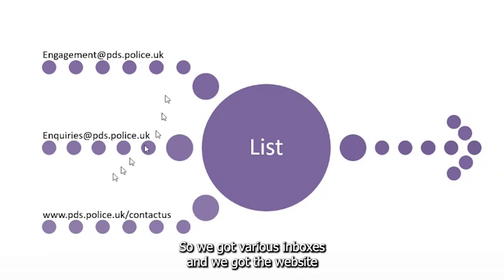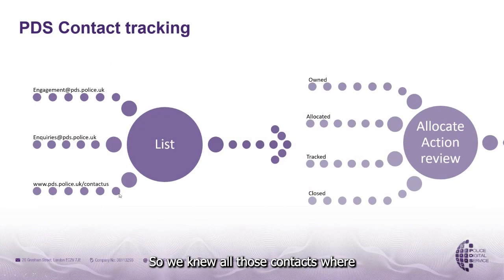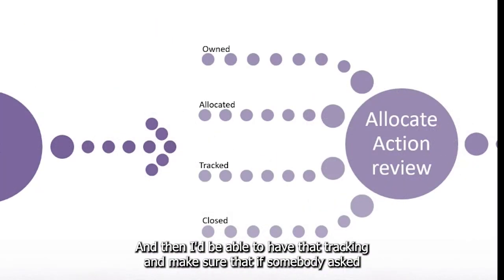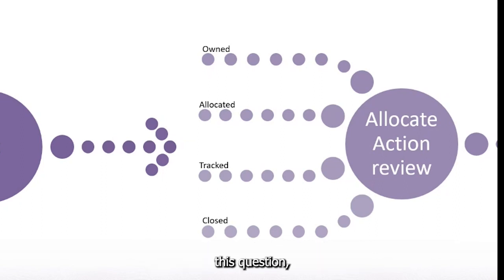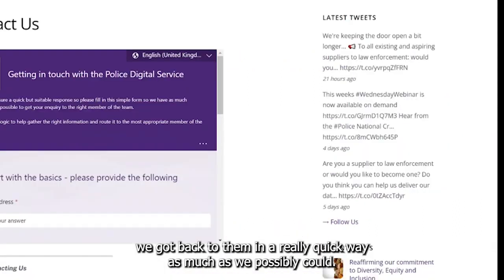So we've got various inboxes and we've got the website. And what we wanted to do was to turn that into a single pane of glass where we knew all those contacts were, and then we could manage them through the whole process. And then I'd be able to have that tracking and make sure that if somebody asks us a question, we got back to them in a really quick way, as much as we possibly could.